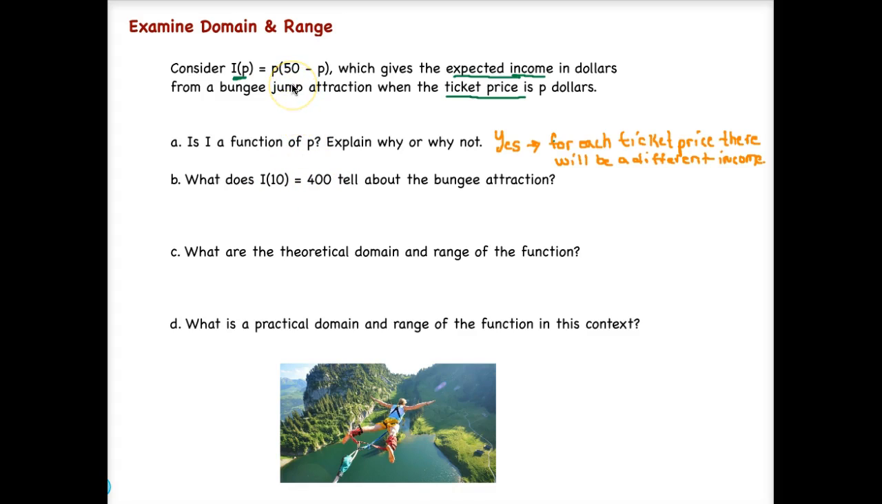Let's put it into the equation and see how this works. So here's our input 10. I've plugged that in for P in both of these places. Now let's solve this. So for a ticket price of 10, we would have 10 times 40, 50 minus 10 is 40, and then we would have 10 times 40, which is 400. Consider your order of operations. Parentheses comes before multiplication. So what we know about this is that if we charge a ticket price of 10, we will have an income of 400.